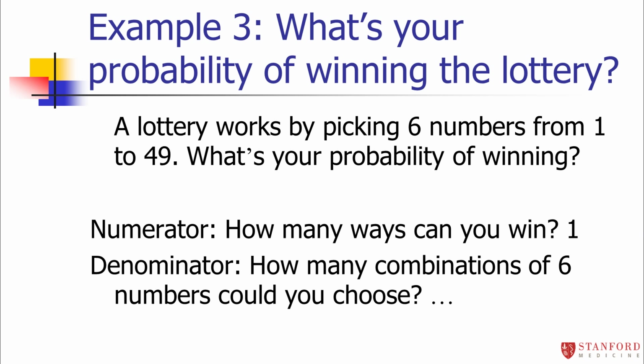And order doesn't matter. It doesn't matter if you pick them in a particular order. You want to get the right set of 6. You want to match the set of 6 that the lottery authorities get. So what's your probability of winning that particular lottery? For the numerator, we're going to say, how many ways can you win? Well, there's only one way you can win. You have to match all 6 numbers. So there's only one way you can win.